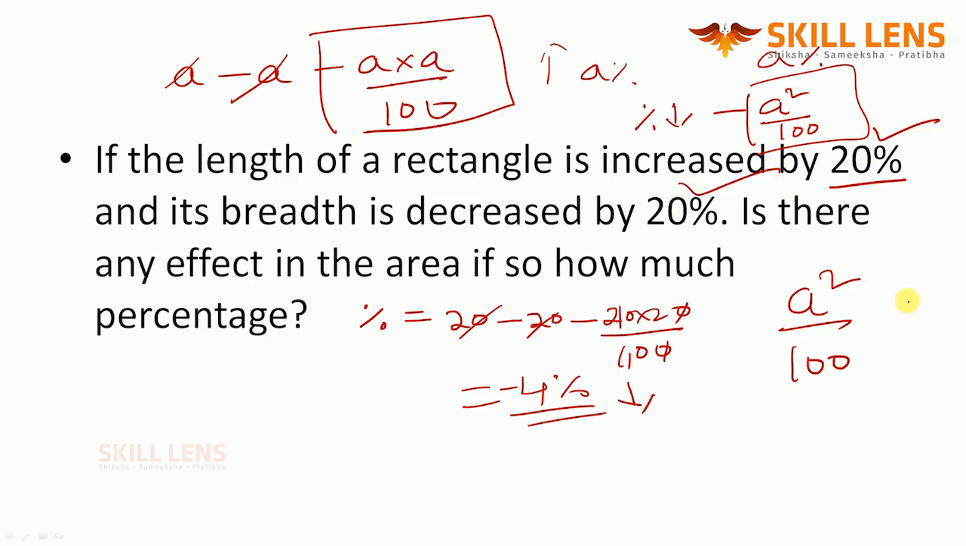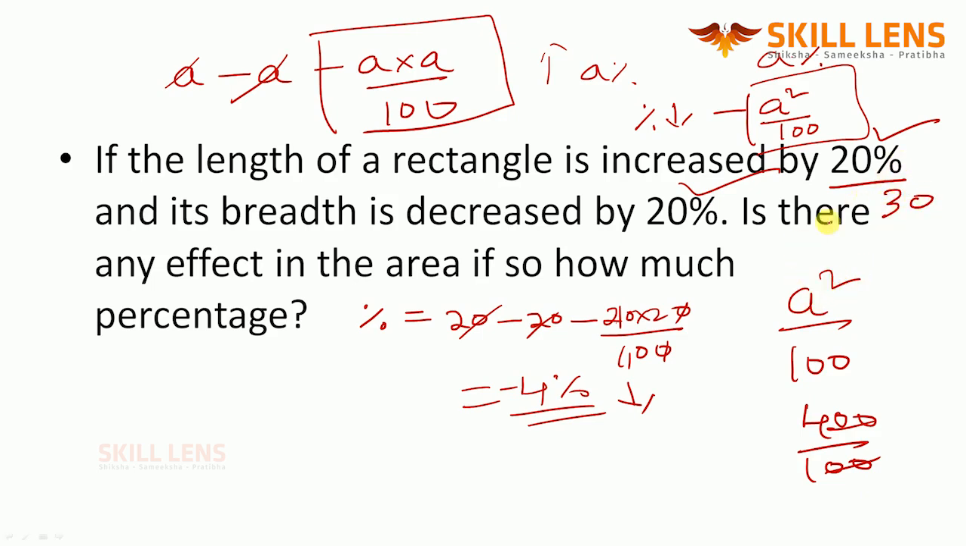Once you know a square by 100, your job is a cakewalk. 20% increase, 20% decrease, your answer is 20 square by 100. What is 20 square? 400 by 100. Once you know the squares, your job is a cakewalk. How to calculate squares? Please refer to the Speed Maths class. So, it's very easy.